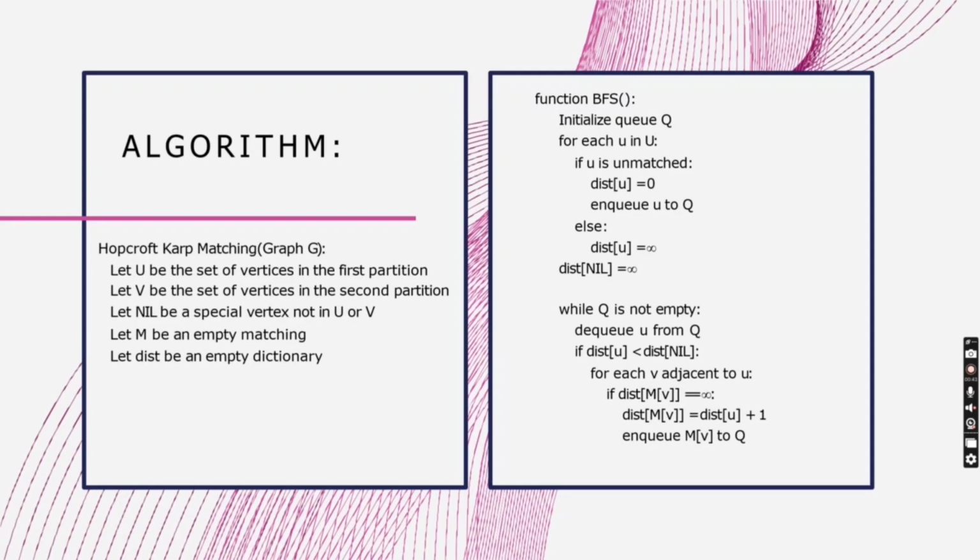Let's dive into the BFS phase first. This is where the algorithm traverses the bipartite graph layer by layer, searching for augmenting paths. Think of it as exploring the graph horizontally, one level at a time, to find the paths that can increase the matching size.